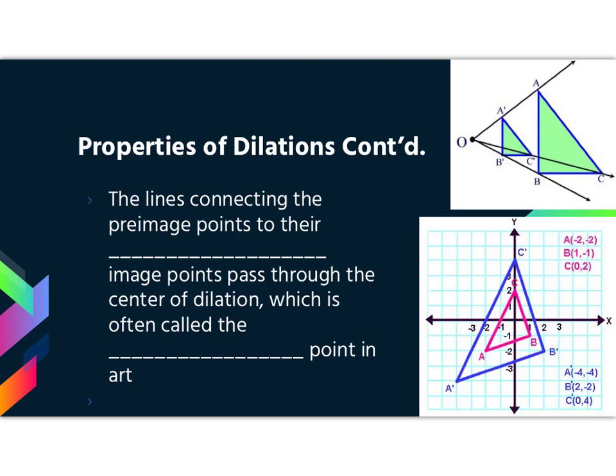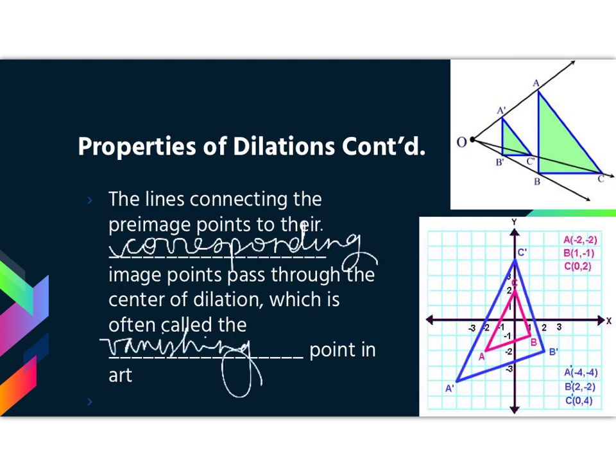There's something else really special about dilations. The lines that connect the pre-image points to their corresponding image points pass through the center of dilation. And the center of dilation is often called the vanishing point in art. So if you look at this top right picture, the one without the grid lines, you can see what it's talking about because you have your pre-image coordinate A and then its image coordinate A prime. So that's what we're talking about with corresponding image points. It's the ones that map with each other, right?